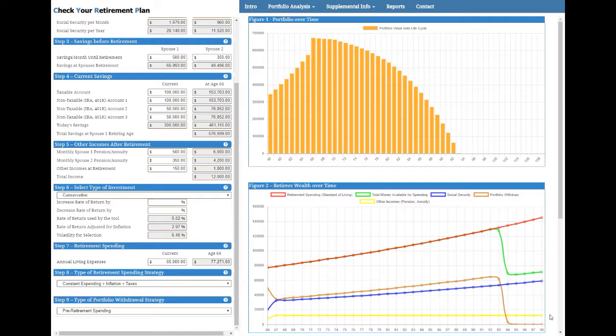The default withdrawal strategy for Step 9 is pre-retirement spending. In this strategy, enough money is withdrawn from the portfolio to complement other retirement incomes to pay for your inflation-adjusted spending, also known as standard of living at retirement. Therefore, the total money available for spending is equal to the retirement spending. This is why in portfolio analysis, charts, Figure 2, total money available for spending, the green line on top of the red line is retirement spending.